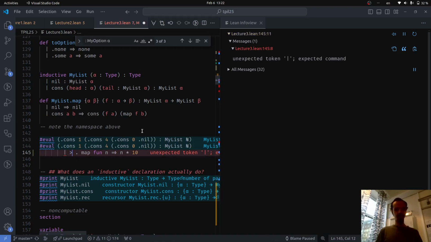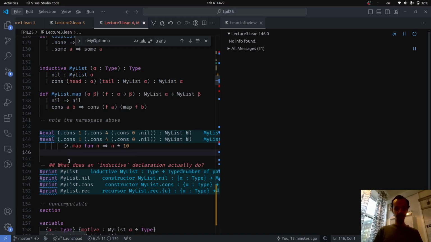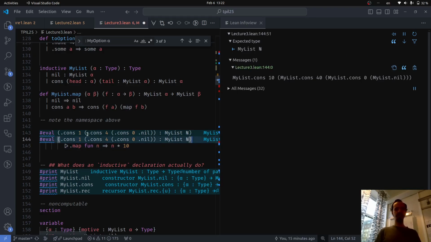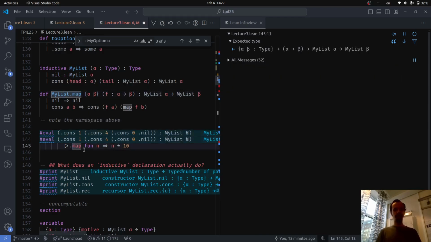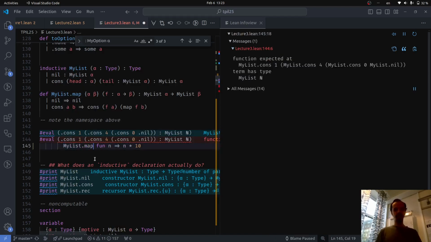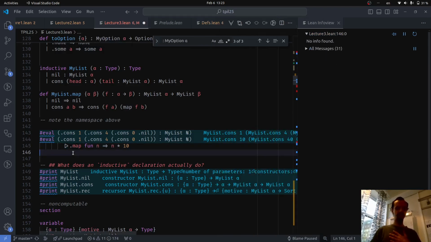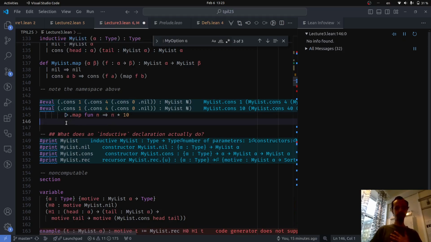a vertical bar, a right arrow, and then a dot. It looks slightly different because of the font, but this is applying the function map, which lives in the namespace of this expression here, my list. So that's how it figures out that I'm talking about my list map. I could also write that as my list map like this, but then the arguments are in the wrong order. So this is just a convenient way of writing function application, again without having to write the namespace.